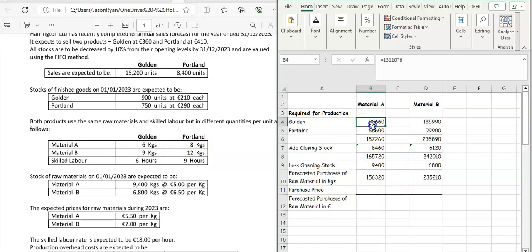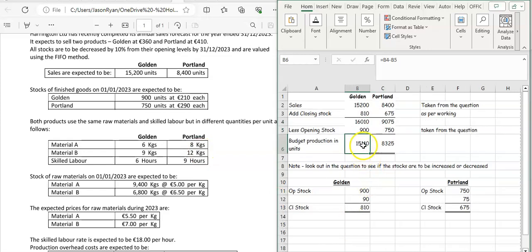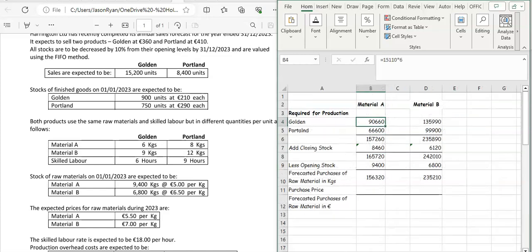So we found out how many units we need from Part A, 15,110 and 8,325. We added these together to get the total figure we need for material A and for material B. And then we added on our closing stock. Our closing stock is going to be a decrease of 10% from the opening levels. So our opening stock of raw materials is 9,400. We multiply that by 0.9. And for material B, 8,600, we multiply that by 0.9 as well. And then we took away our opening stock to find out how much material we actually need for material A and for material B.